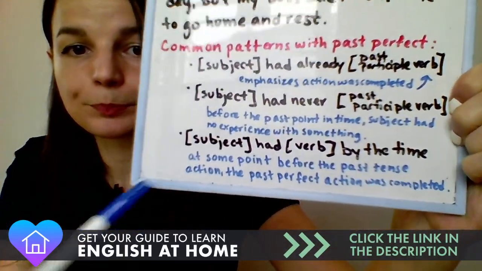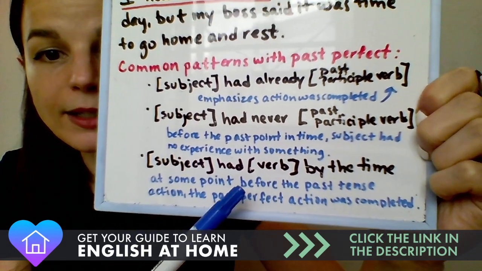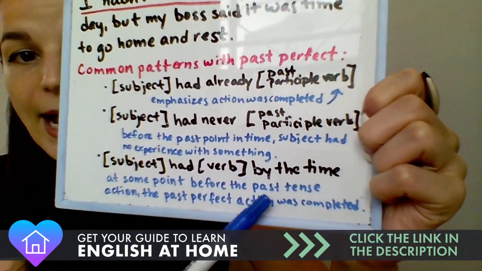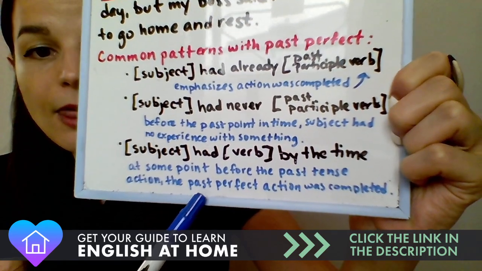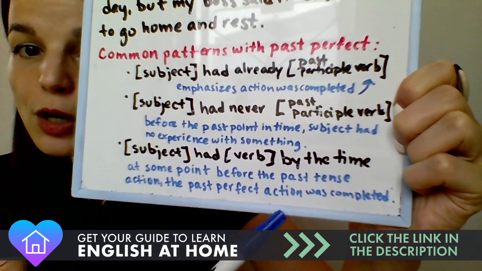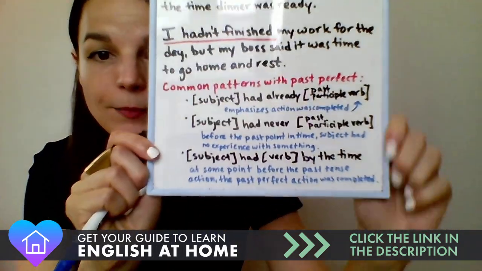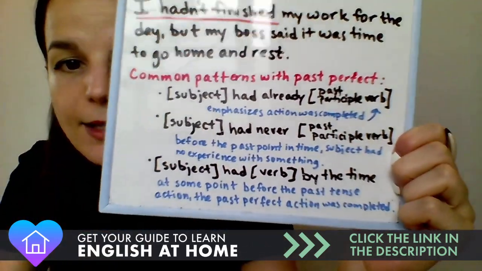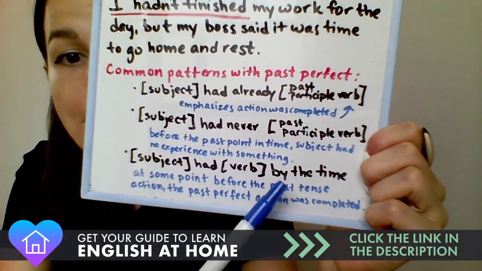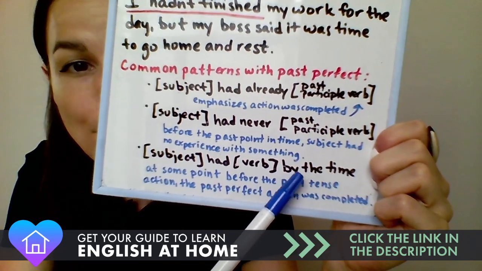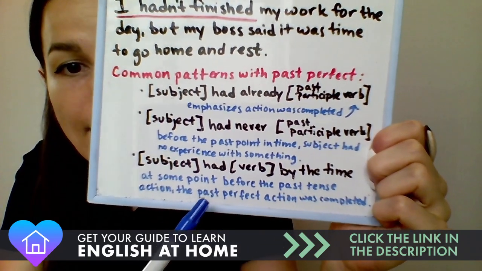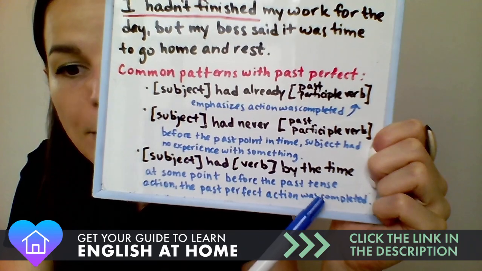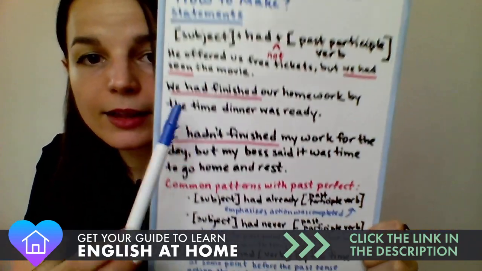So what does it mean? At some point before the past tense action, the past perfect action was completed. So this is key. I'll read it one more time. At some point before the past tense, so this means the simple past tense action, the past perfect action was completed. So let's look at this example.